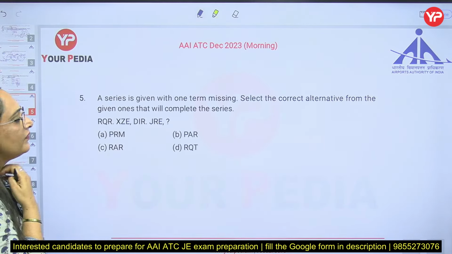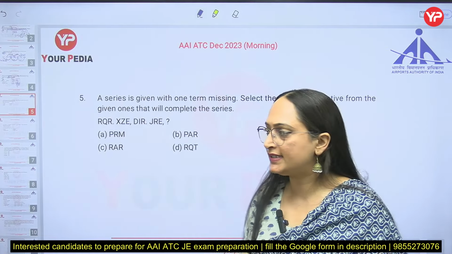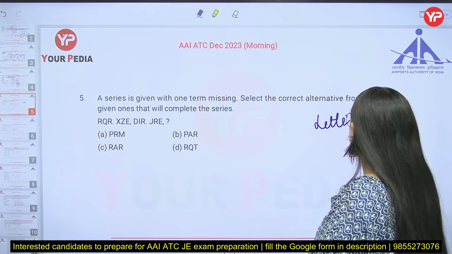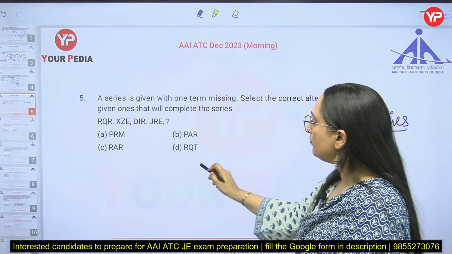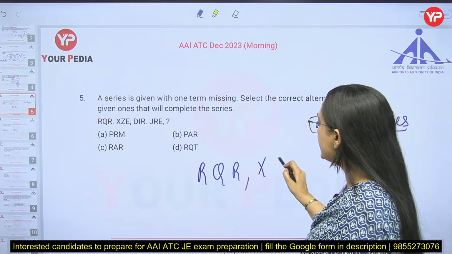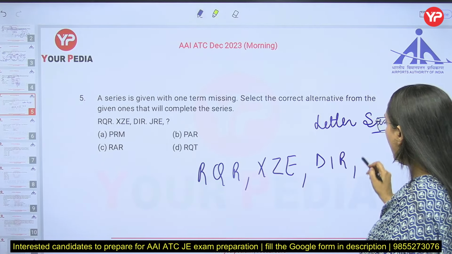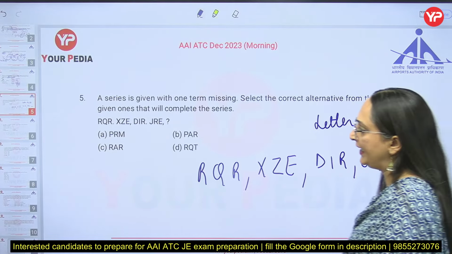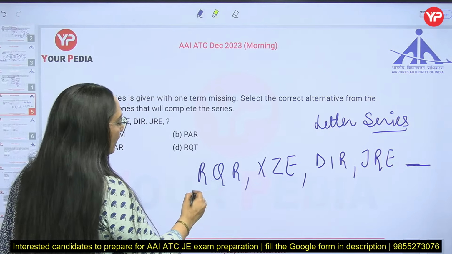Question number 5. See, I told you there are 2 types of series, number series and letter series. This question is from letter series. Students, this question is from letter series. Now, R, Q, R, X, Z, E, D, I, R, J, R, E. What will be the next term? Now, see, what is the place value of R?